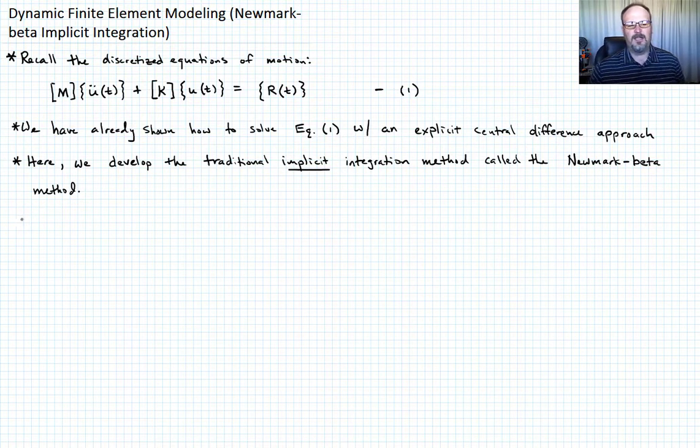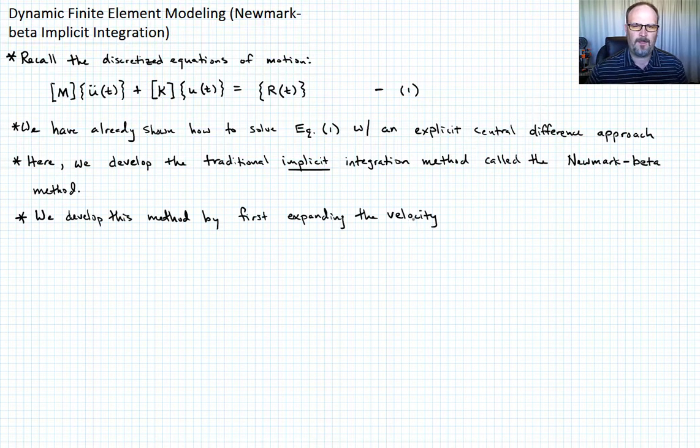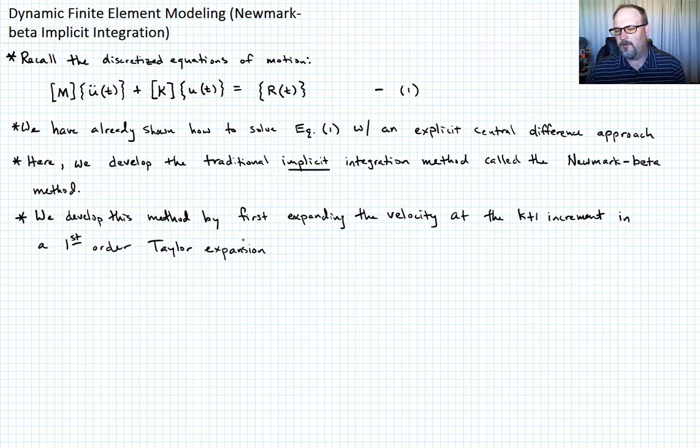To develop this method, we're going to start by expanding the velocity at some increment k plus 1. We're going to use a first order expansion and then invoke Taylor's theorem. So let's write that down. We first expand the velocity at the k plus 1 increment in a first order Taylor expansion, and then we invoke Taylor's theorem.